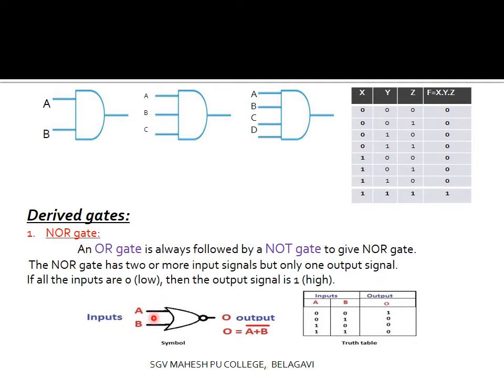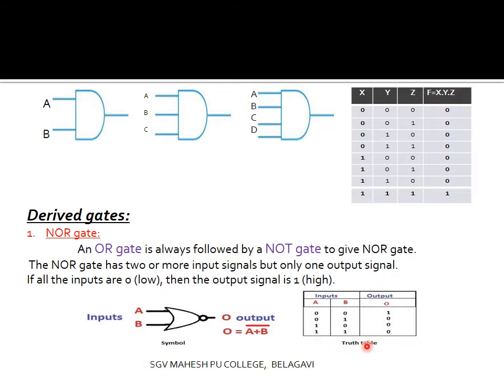So we have two inputs here. It's similar to your OR symbol, but the only difference is that we get a bubble in front of this symbol, and this is represented as a NOR gate. In an OR gate we write A plus B, but for a NOR gate we put a complement over the variables, and that becomes the NOR gate.